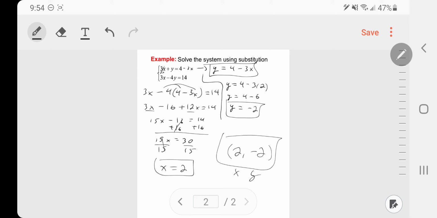If you're having problems with this, take a look at the video on solving equations as a good review. If you need to review how to solve equations, you need to be very strong in solving equations in order to master this section. All right, but that's everything there is to know about solving systems with substitution.